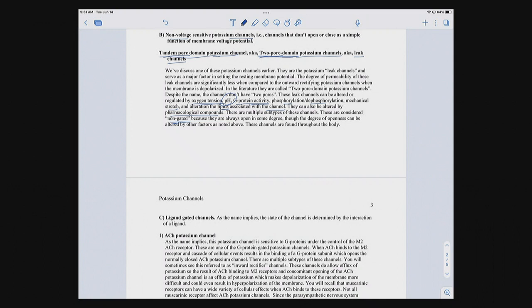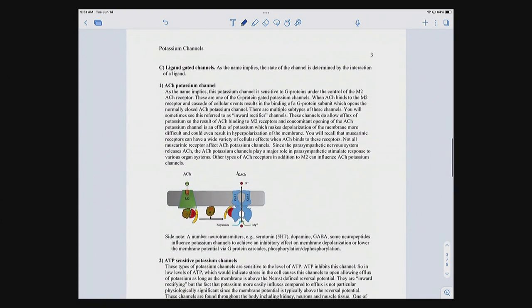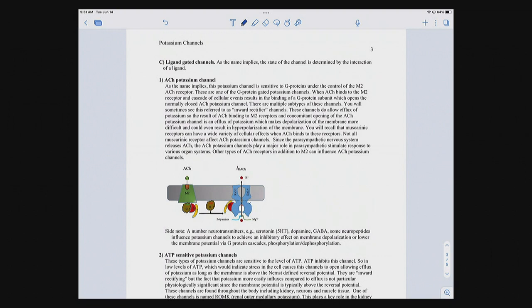Okay, so that's that category, non-voltage sensitive potassium channels, and these are non-gated. Now let's go to another class of potassium channels, and these would be ligand-gated channels, and as the name implies, the state of the channel is determined by interaction of a ligand. Now again, note the word gated. So gated means it has the ability to close. You can close the gate.